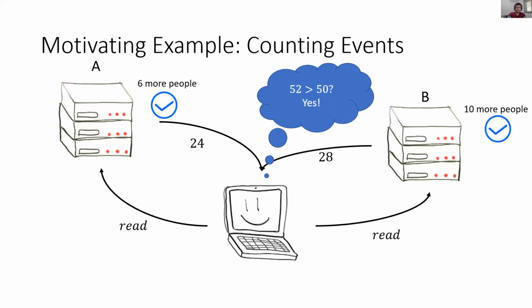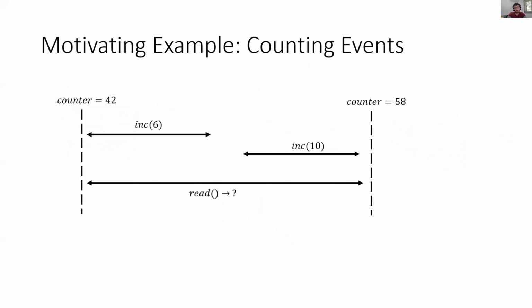If we analyze the time series of this short experiment, we can see that there's an increment in A, followed by an increment in B. Concurrent to this, there's a read, right? And the question is, what values can be returned by the read? Well, under linearizability, it's either 42 before both increments, 48 in between both increments, and 58 after both increments.